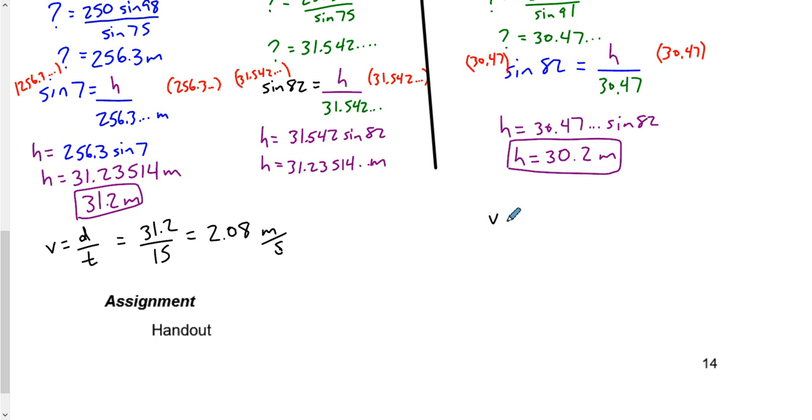And this speed will be 30.2 divided by 15. It comes out as 2.01 meters per second. And there we have it.